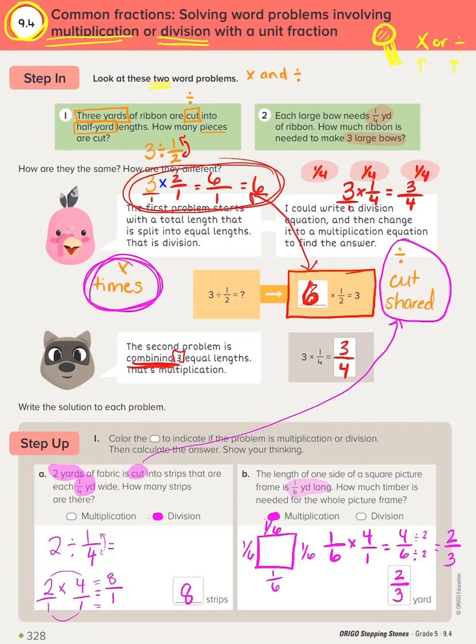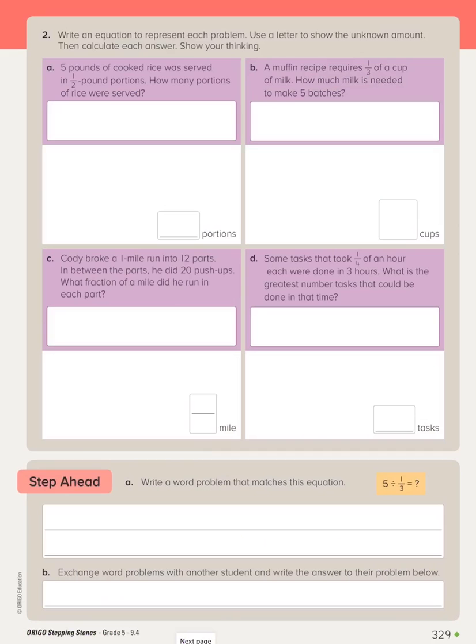So today the whole point of this is to figure out, do I multiply or do I divide? Okay? If I divide, I know I'm going to see words like cut or shared or divided, right? Or even pieces, maybe, right? While if I multiply, I might see words like times, okay? So let's look at the page that's your homework today. The homework page says write an equation to represent the problem, show the unknown amount, then calculate the answer.